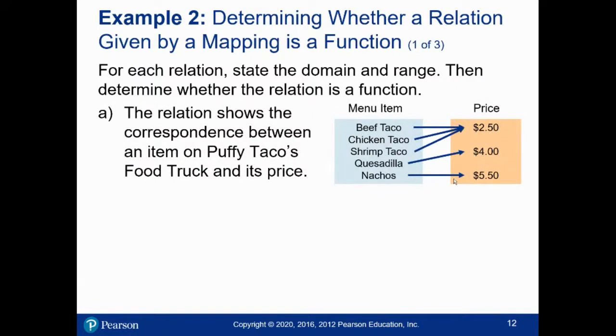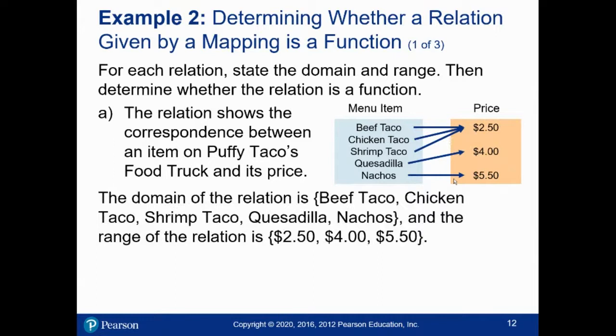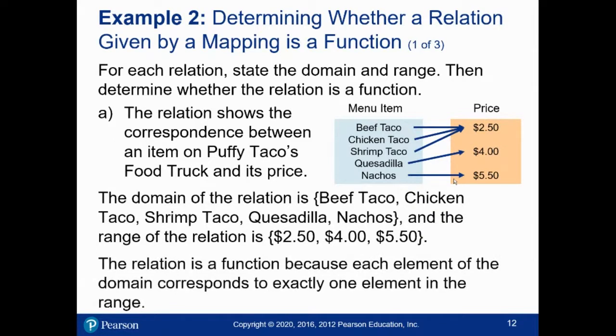The things we plug in are food items, and the things we get out are prices. This is definitely a relation because to each food item, I associate some prices. Is it a function? It is. Okay. To each input, there is one associated output. It's okay that the output, $2.50, has multiple corresponding inputs.